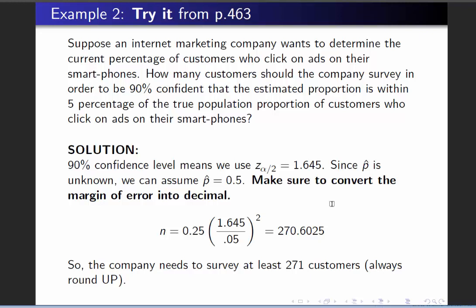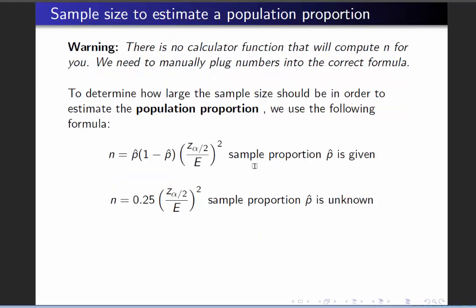Okay, let's say we were given p hat. Let's say p hat was given and it was 0.22. Then instead of using this formula, you would be using this formula. So you would say 0.22 times 1 minus 0.22, and this part would be exactly the same.